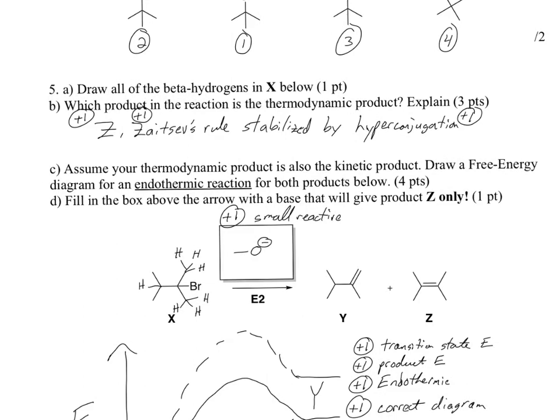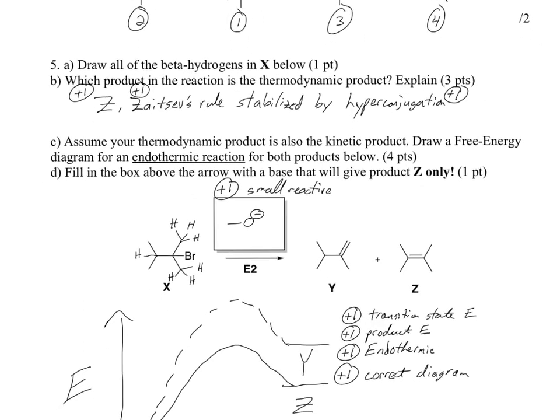5 is a pretty complicated problem. So the first part, just draw on all the beta hydrogens. So there's 7 total, 2 types. These 2 products. Which product is the thermodynamic product? That's the more substituted product because of Zaitsev. Right. So that'll be the thermodynamic product, and it's also stabilized by hyperconjugation because it's more substituted.